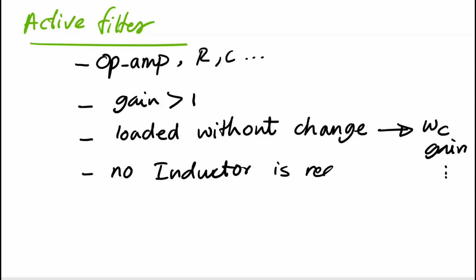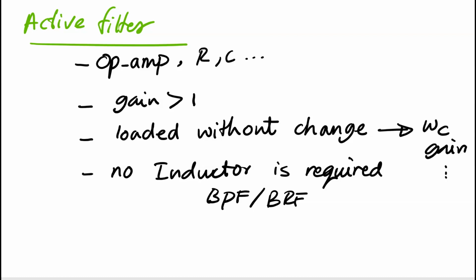The next advantage of active filter is that no inductor is required for band pass filter or band reject filter. As you saw in the previous slide, if you want to have a band pass filter or a band reject filter with passive components, you cannot avoid having an inductor. But if you are working with active filter, then you can avoid using inductors.